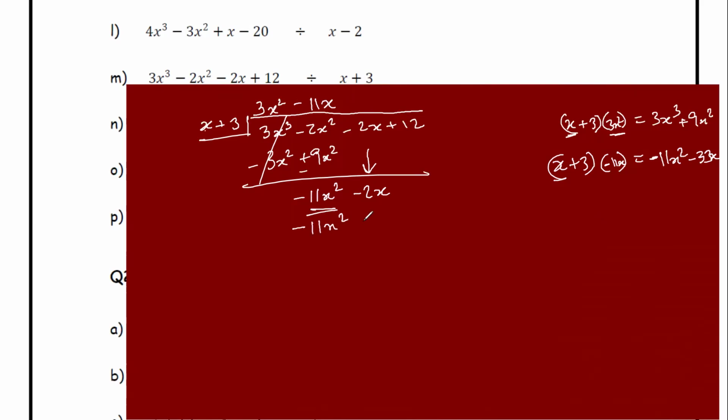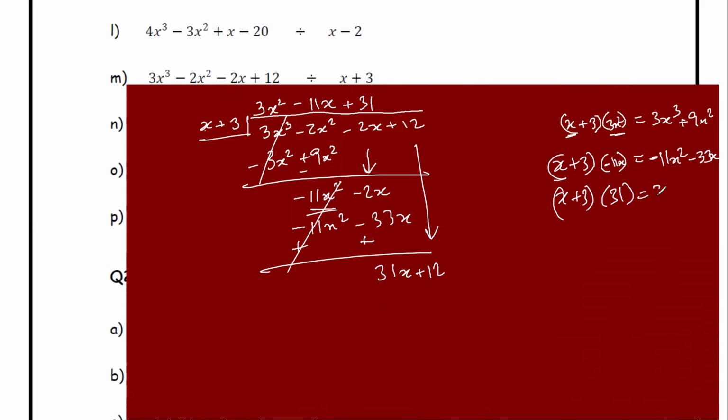So you get negative 11x square and negative 33x. Change the sign. So this cancels. Negative 2x and plus 33x is plus 31x. Bring down the 12. Plus 12. So to get 31x, you simply write plus 31. So x plus 3 into 31 gives me 31x plus 93. Change the sign. This cancels, and you got negative 81 as your remainder.